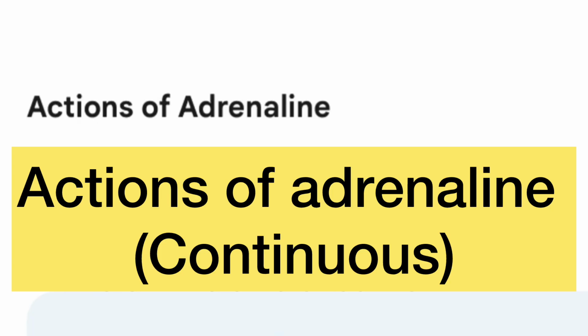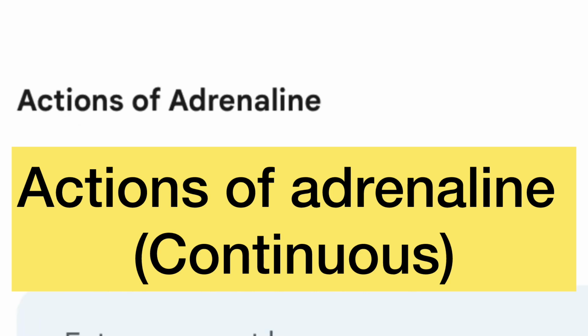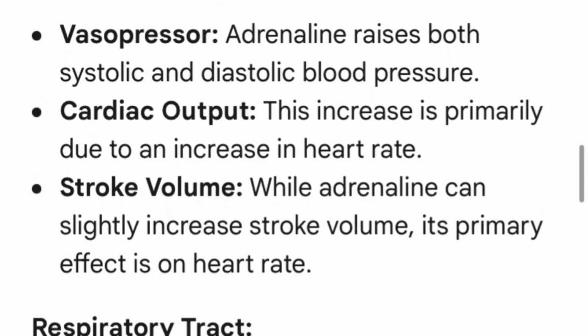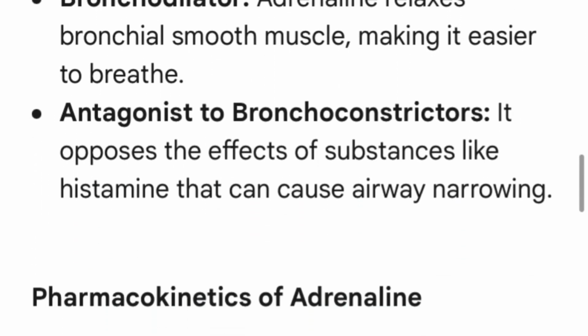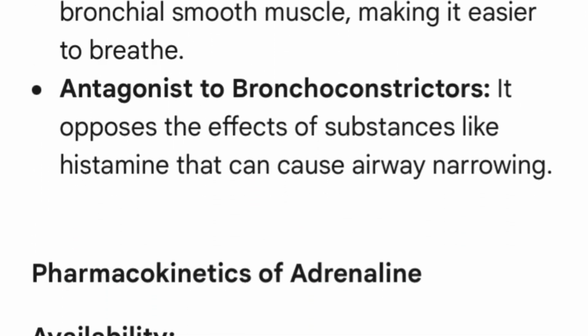Actions of adrenaline. Blood pressure. Vasopressor. Adrenaline raises both systolic and diastolic blood pressure. Cardiac output. This increase is primarily due to an increase in heart rate. Stroke volume. While adrenaline can slightly increase stroke volume, its primary effect is on heart rate. Respiratory tract. Bronchodilator. Adrenaline relaxes bronchial smooth muscle, making it easier to breathe. Antagonist to bronchoconstrictors. It opposes the effects of substances like histamine that can cause airway narrowing.